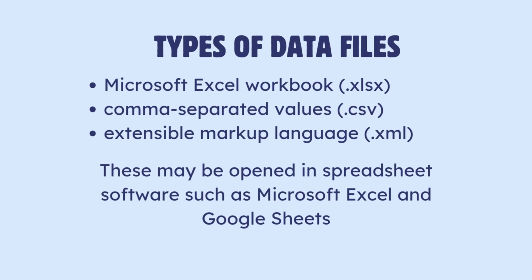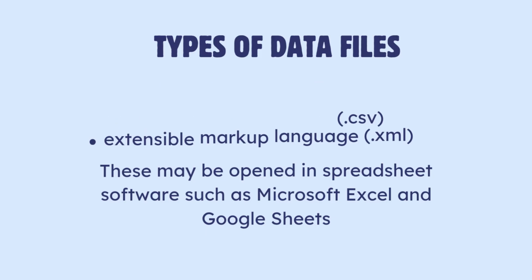You may also observe that there are different types of data files online available for download. These include Microsoft Excel workbooks, which use the file extension XLSX, comma-separated value files, which use the extension CSV, and extensible markup language files, which use the XML extension. These may be opened in spreadsheet software such as Microsoft Excel and Google Sheets. They can also be loaded into programming software such as Python and R for different approaches to analysis.